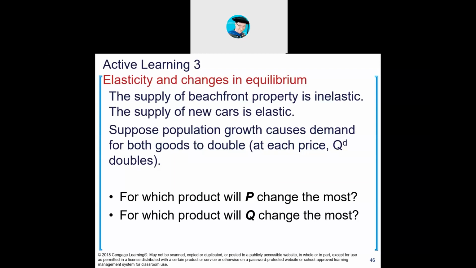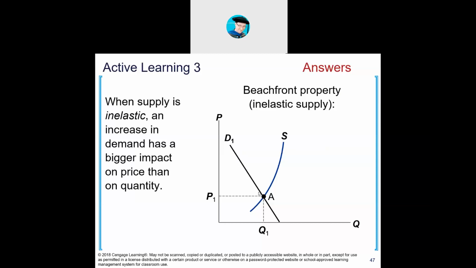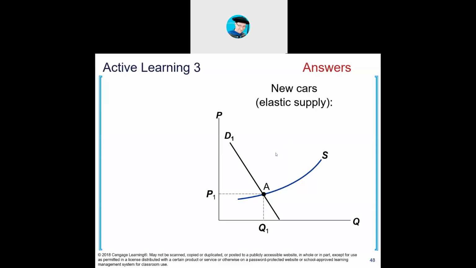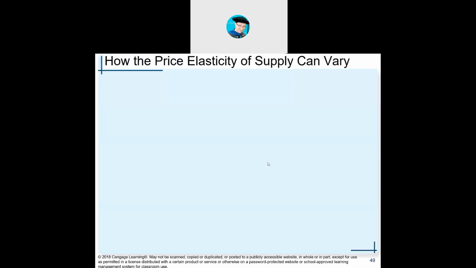Supply of new cars is relatively elastic. If population growth causes demand of both goods to double, which would be produced the most? Excellent question. Looking at both, we can see the impact between A and B: the supply of new cars versus the supply of housing.